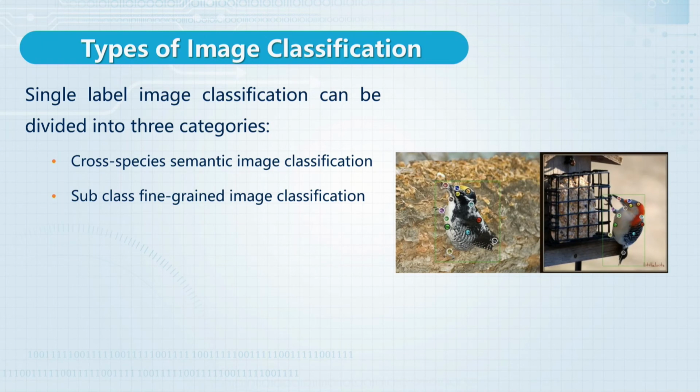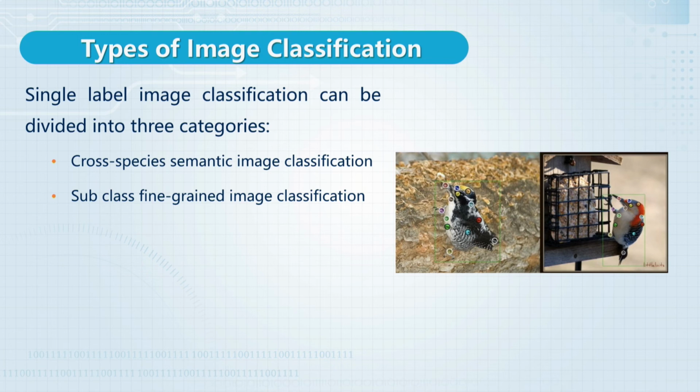Subclass fine-grained image classification. Fine-grained image classification is harder than cross-species image classification. It is often a classification of subcategories in the same category, such as the classification of different birds, the classification of different dogs, and the classification of different car models. We take the fine-grained classification task of different birds as an example.